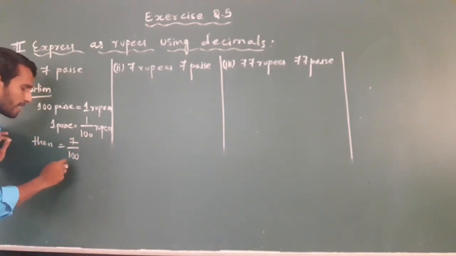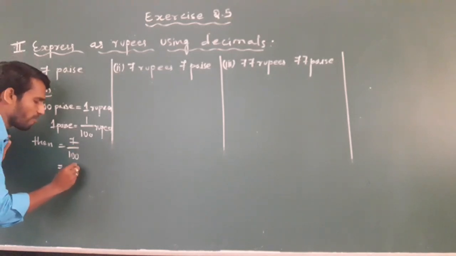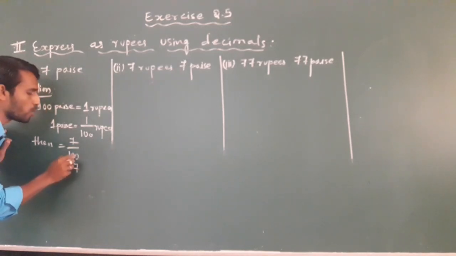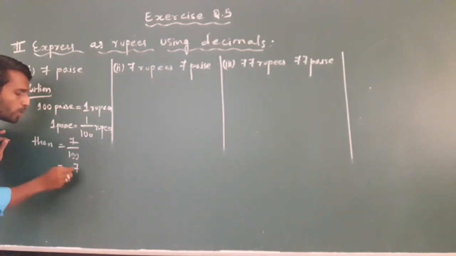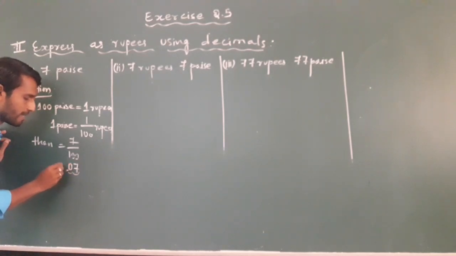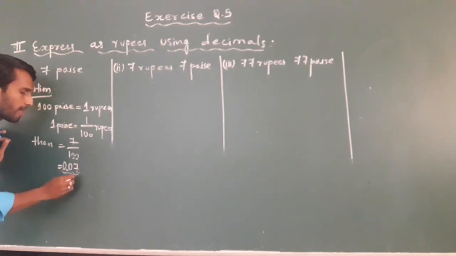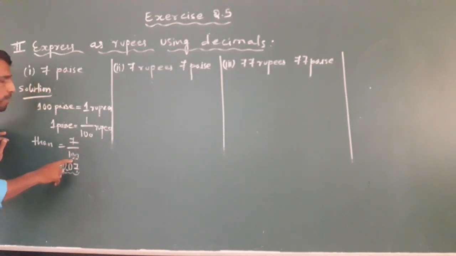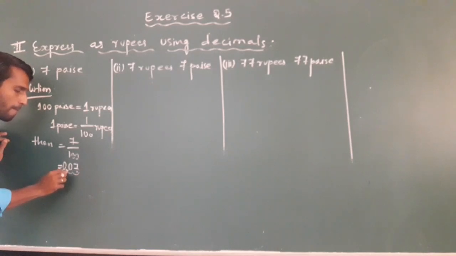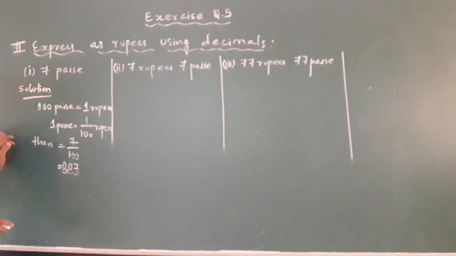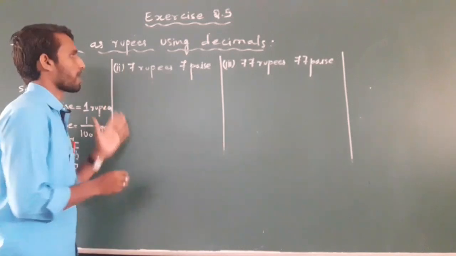Now we can say, here how many zeros? We have to shift the decimal point. When we shift the decimal point, we have 2 zeros, so we have to shift 2 places. 1, 2. Here is the decimal point. Now we can write 0.07. This is the decimal form. We have to shift 2 places because we have 2 zeros. When we shift 2 places, the decimal number is 0.07.